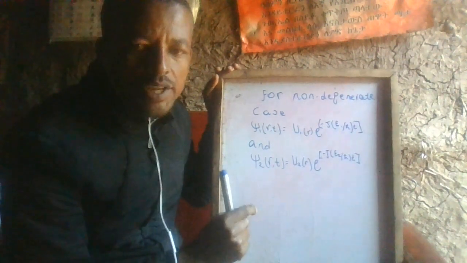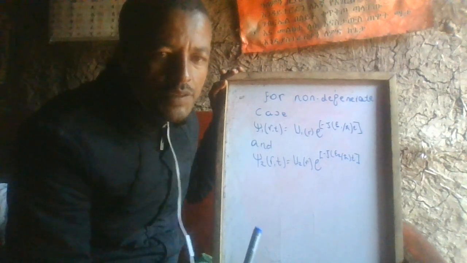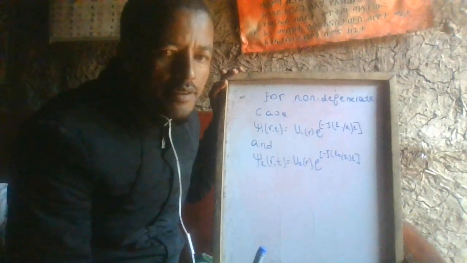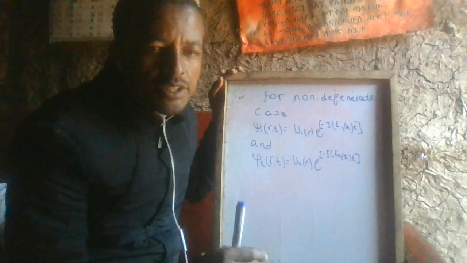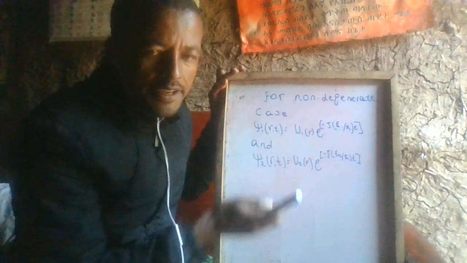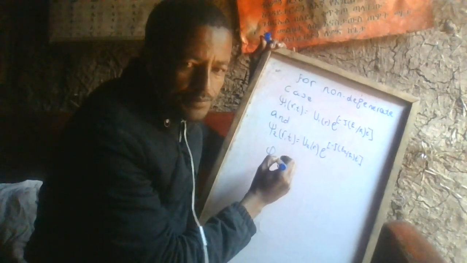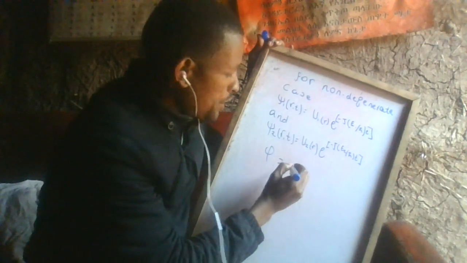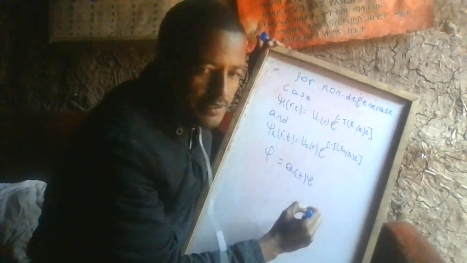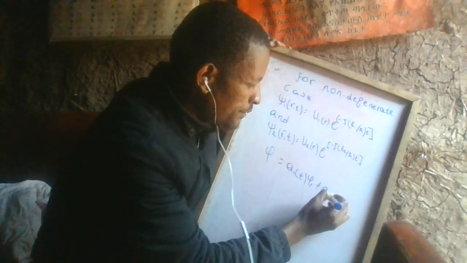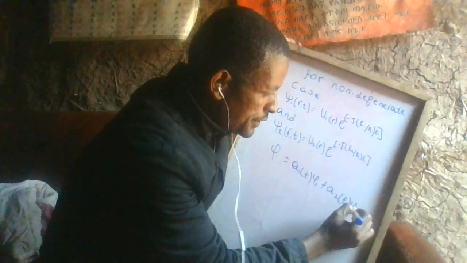When the atom is undergoing the level 2 to level 1 transition due to spontaneous emission, its wave function can be expressed as a linear combination of the wave functions of the two states, that is, psi is equal to A1 of t times psi 1 plus A2 of t times psi 2.